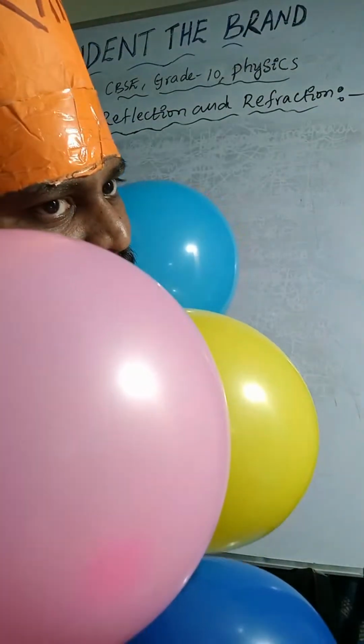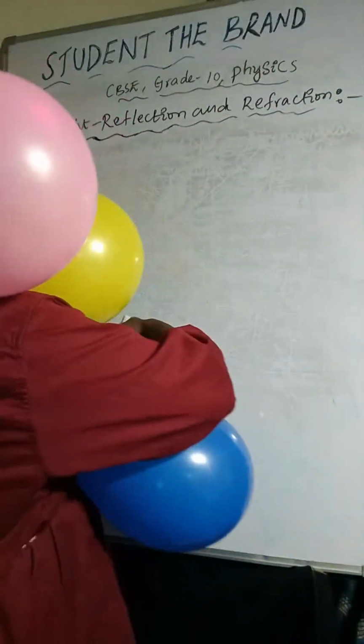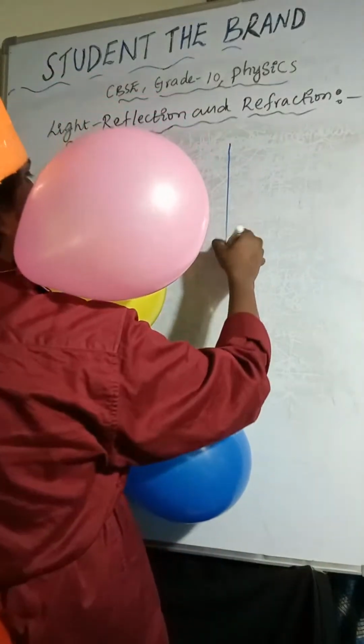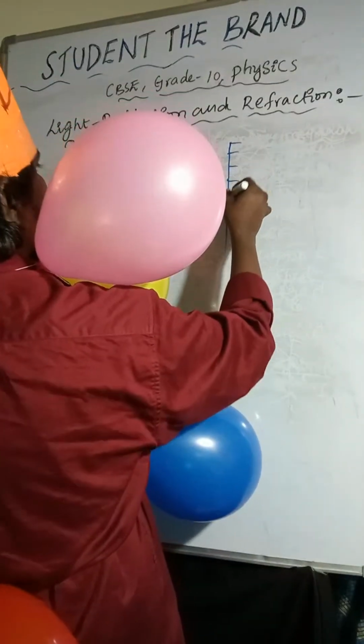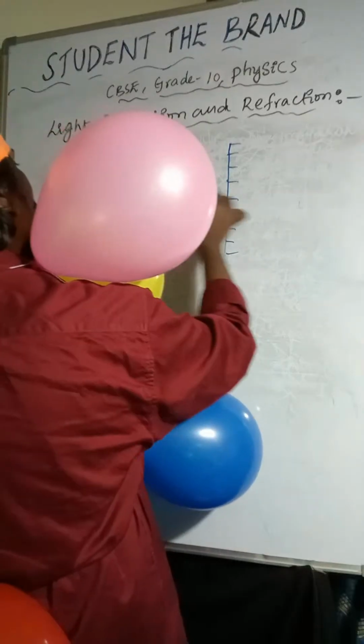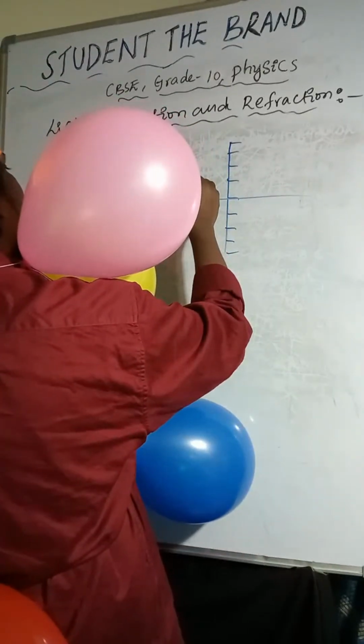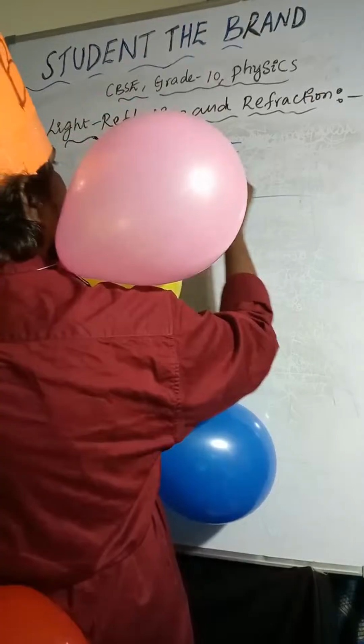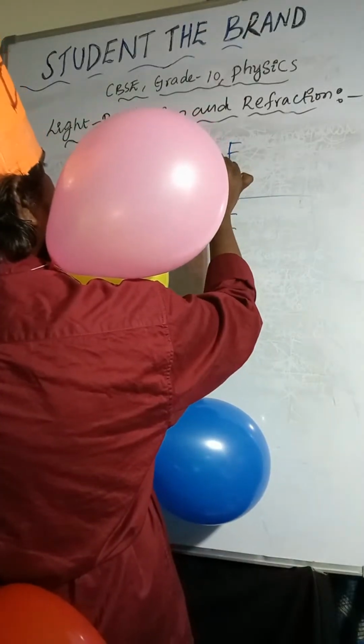Nature of the image formed by the plane mirror. So I am taking here, this is the plane mirror. So I am taking this object. So one light ray I am taking like this.